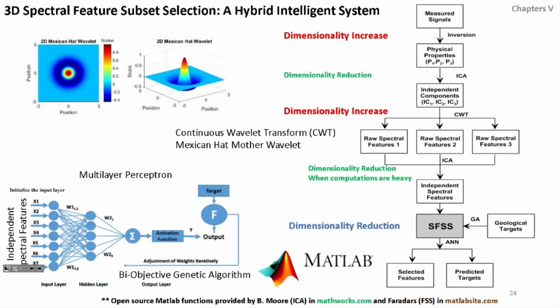In this study, 3D coding is performed in the MATLAB environment, and open source MATLAB functions are provided by Brian Moore in MathWorks and also Faradas in the MATLAB site. The 3D coding of the hybrid system is also done by myself. Since the 3D algorithm is very slow for preliminary evaluations and testing stages, I wrote an equivalent 2D code for the purpose of testing and evaluating the algorithm, as well as to compare it to the traditional artificial neural network to see if it works or not.